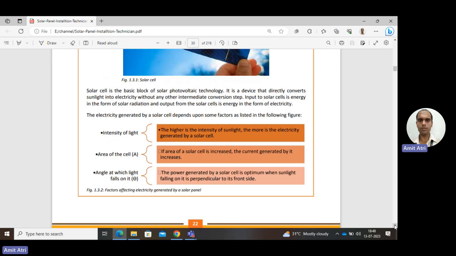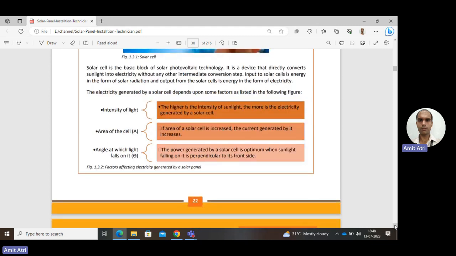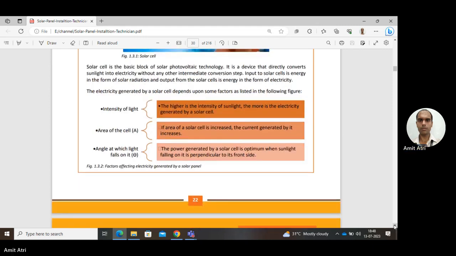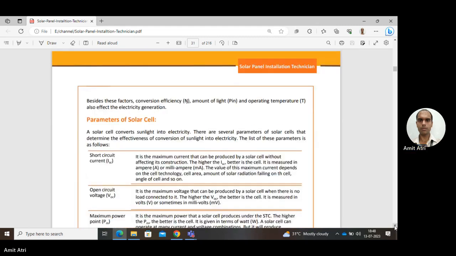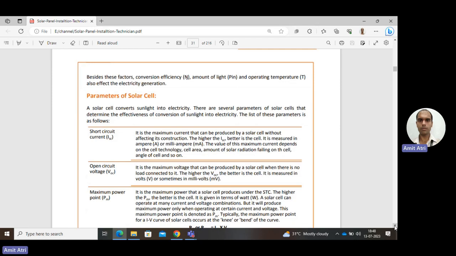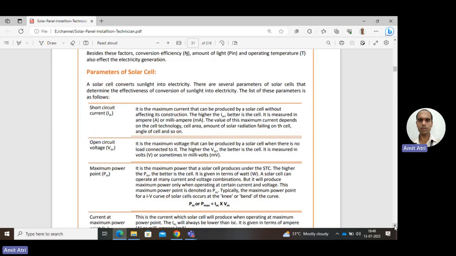The power generated by a solar cell is optimum when the sunlight falling on it is perpendicular to its front side. It means the angle should be 90 degrees, the sun straight above the solar cell. Some other factors like conversion efficiency, amount of light and operating temperature also affect the electricity generation, and in our coming units, we will discuss each of these factors.